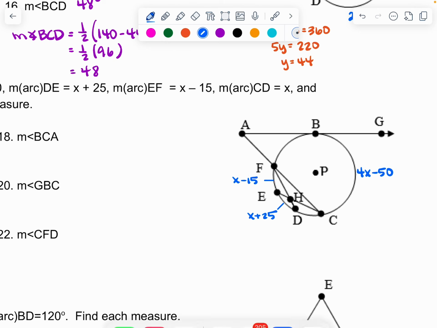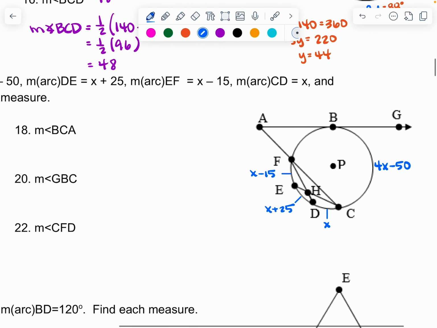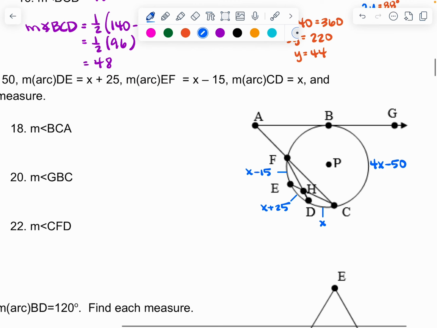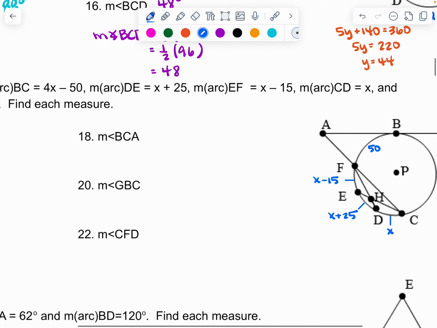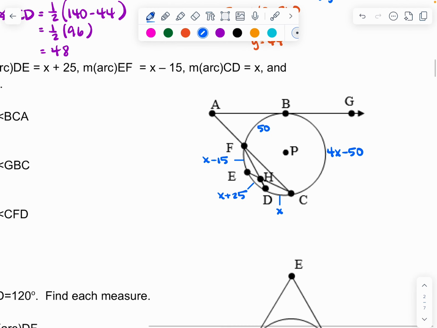And CD is just x. And there's more. And FB is 50. Thank goodness. Okay, 50. All right, so clearly the first thing we have to do is solve for x.